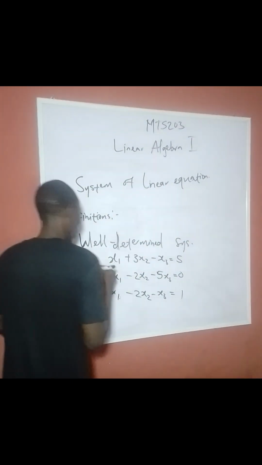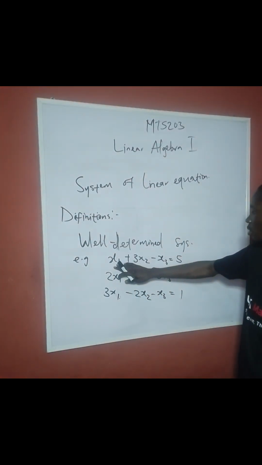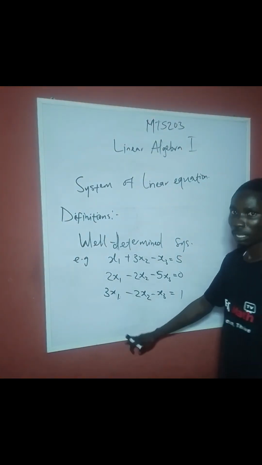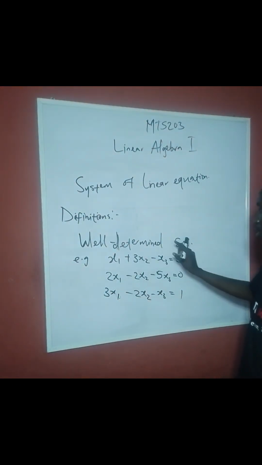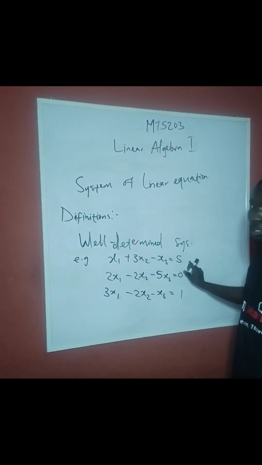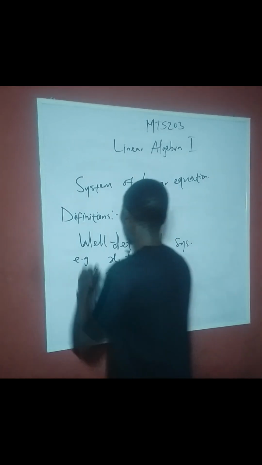How is it well-determined? We can see that we have only three unknowns and three equations. The major characteristic is that it has a unique solution. Any value you get for your unknowns is always unique. And the last one is the overdetermined.